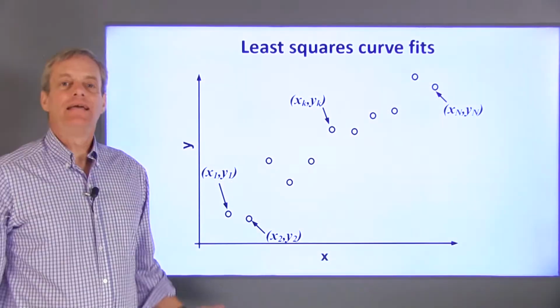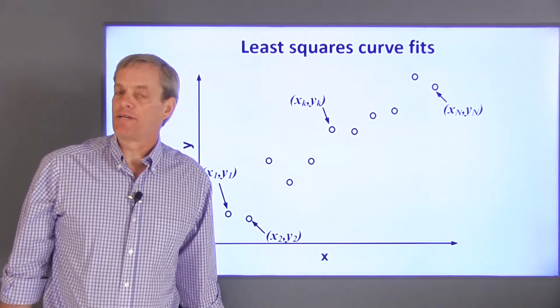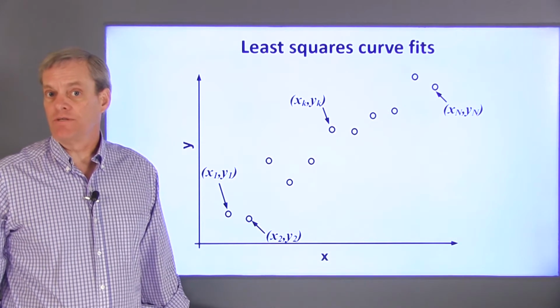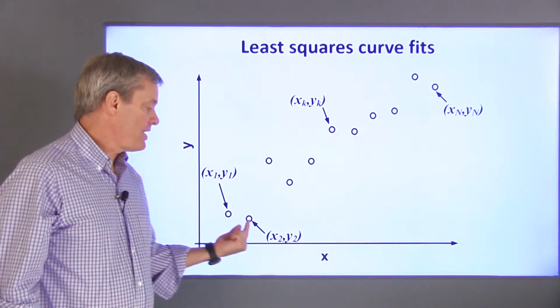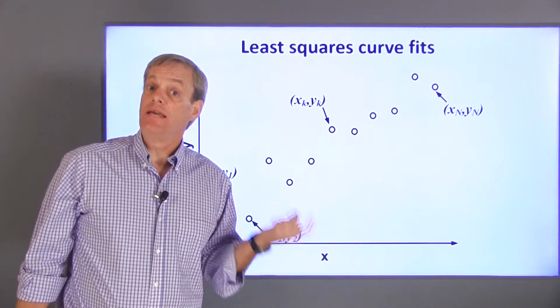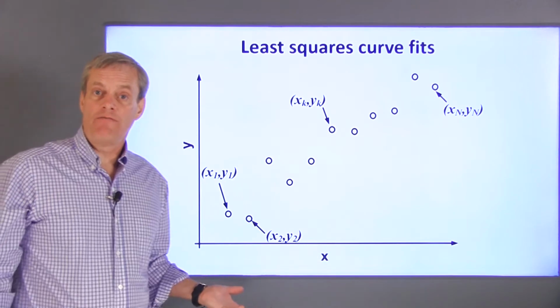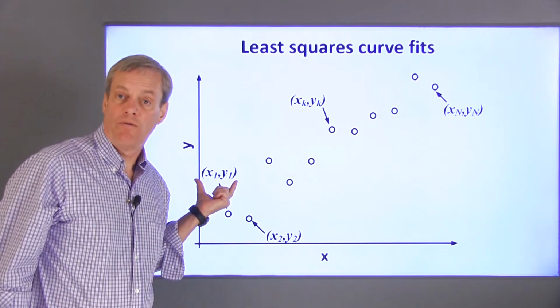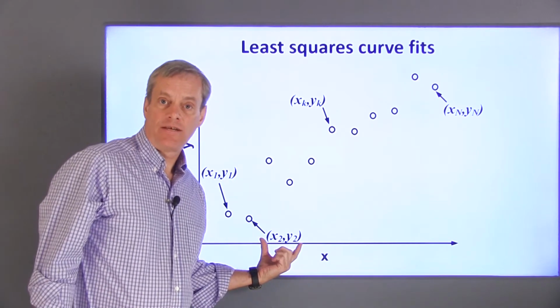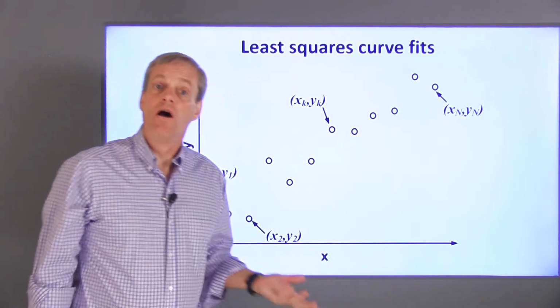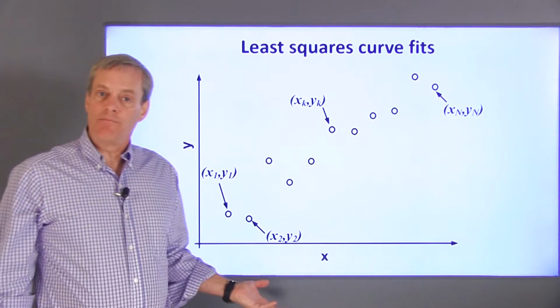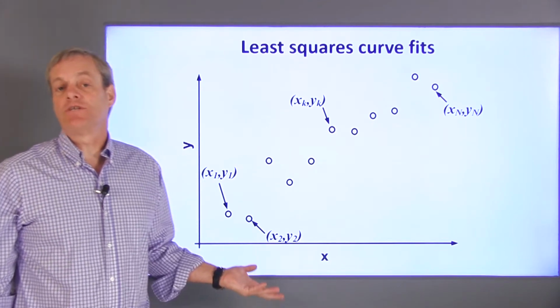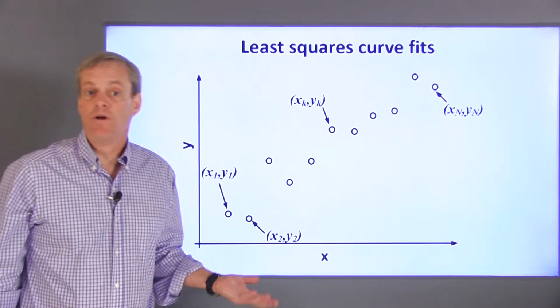In a typical curve fitting process, we have a number of measured data points, which are represented here as x-y combinations. Each data point has an x and a y value. So the first data point is at a point specified by x1, y1. The second is at x2, y2, and so on. Our goal is to use these data points to estimate a mathematical function that best describes them.